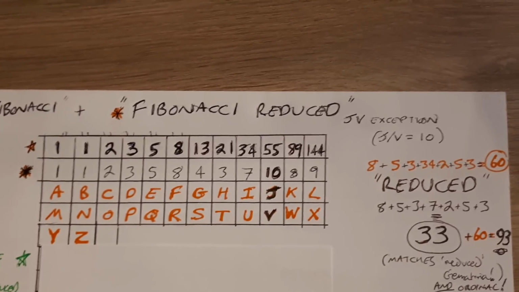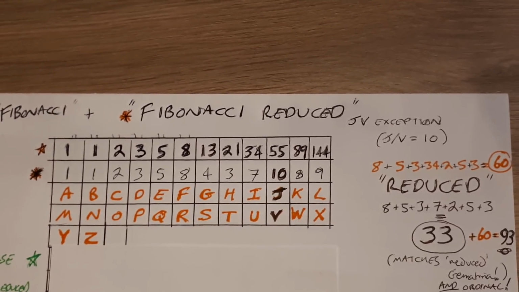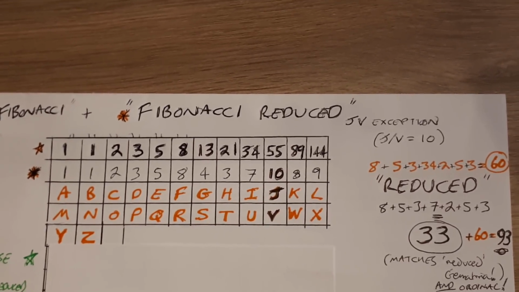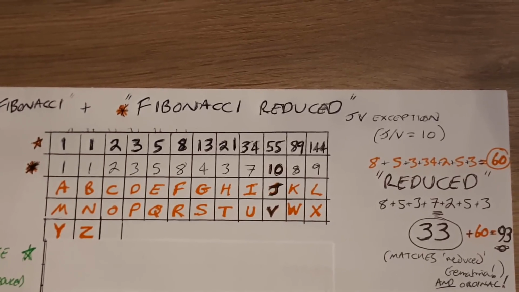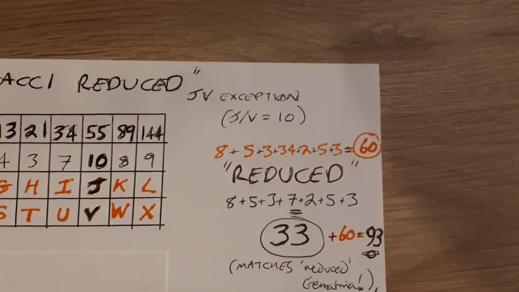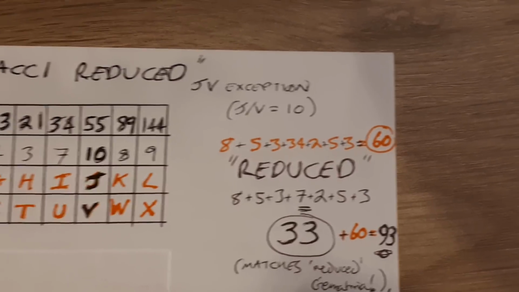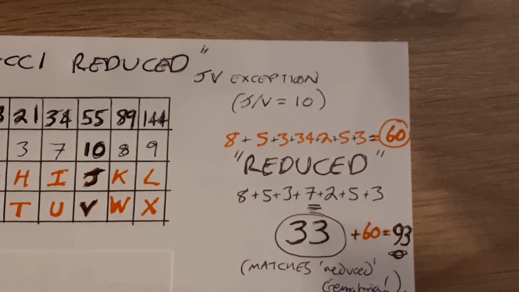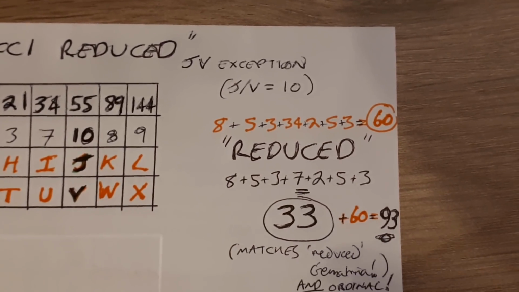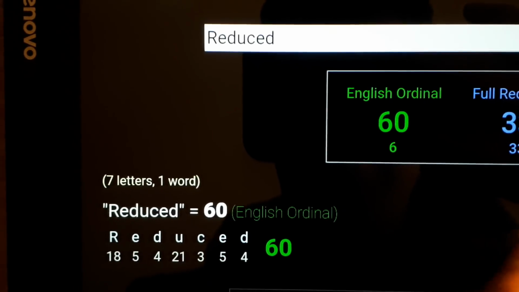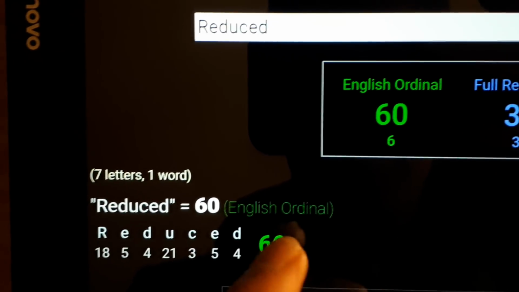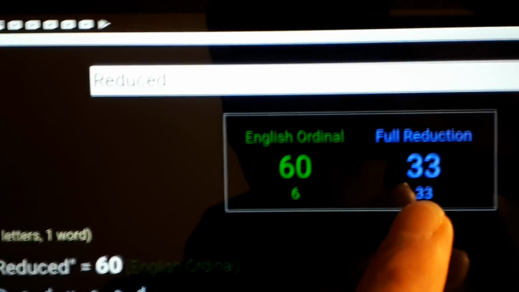Reduced. Matches the actual ordinal gematria. Very different numbers. I'll just show the numbers as a comparison. So that's the Fibonacci and reduced Fibonacci gematria. That's the ordinal. The reduced, I'll just show.